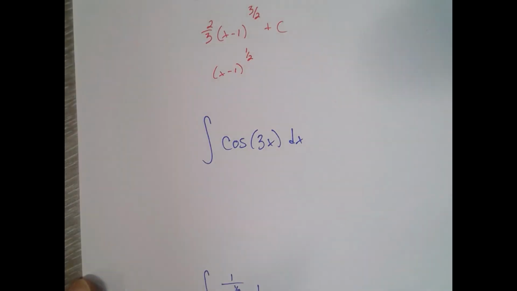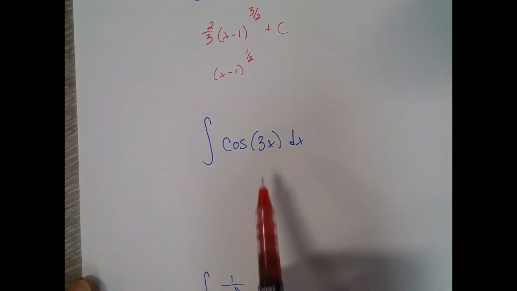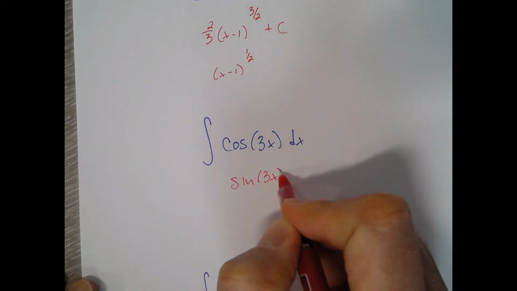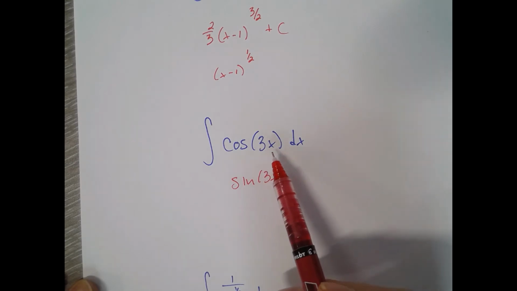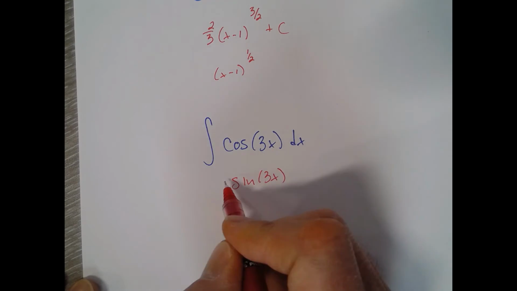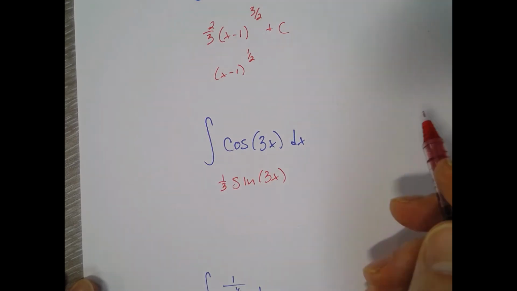Antiderivative of cosine is sine. So this is going to be the sine of 3x, but since the derivative of the inside is 3 and we're doing the antiderivative, we're going to divide by 3, so it'll be 1/3 sin(3x) plus c.